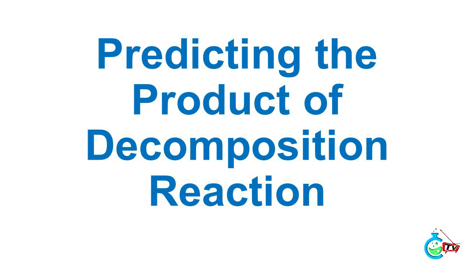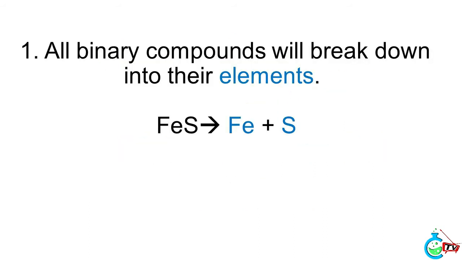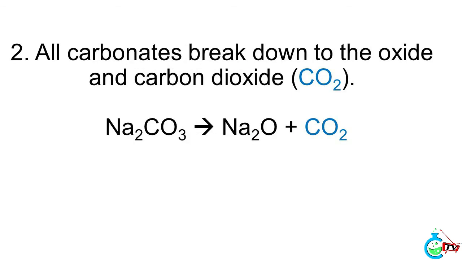Predicting the product of decomposition reaction. 1. All binary compounds will break down into their elements. FeS yields Fe plus S. 2. All carbonates break down to the oxide and carbon dioxide, CO₂. Na2CO3 yields Na2O plus CO₂.